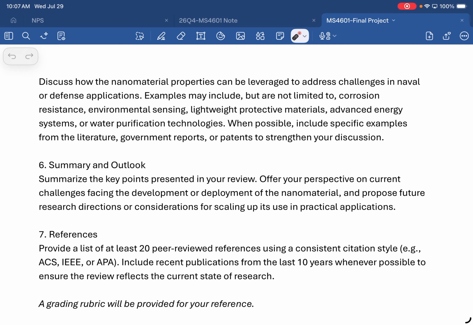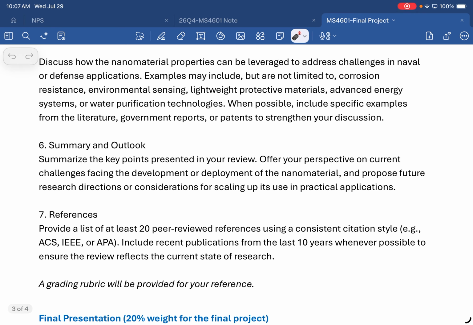Okay, so you have to provide at least 20 peer-reviewed references. Are you guys familiar with using Zotero, like bibliography software? If you are not familiar with it, I strongly recommend you learn about it, because it's very easy to use, and it's going to be very useful when you start writing your thesis.